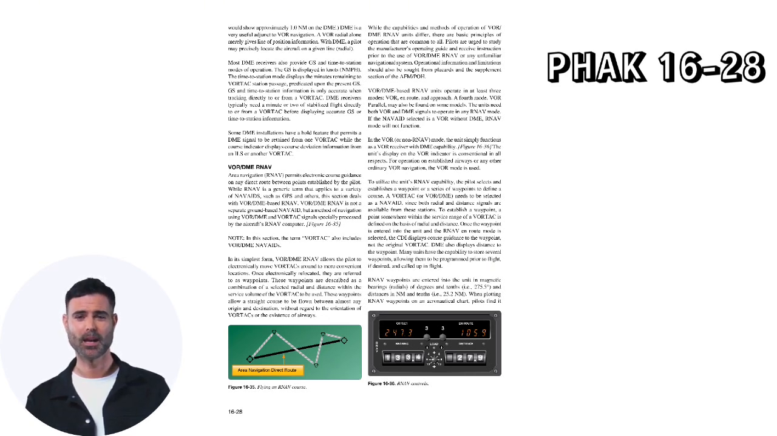The unit's display on the VOR indicator is conventional in all respects. For operation on established airways or any other ordinary VOR navigation, the VOR mode is used. To utilize the unit's RNAV capability, the pilot selects and establishes a waypoint or a series of waypoints to define a course. A VOR-TAC or VOR-DME needs to be selected as a nav aid, since both radial and distance signals are available from these stations.